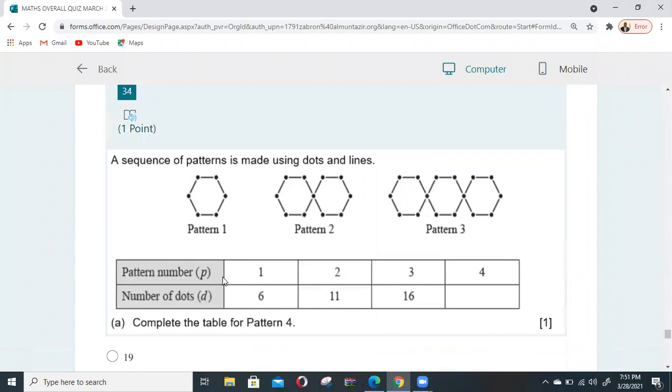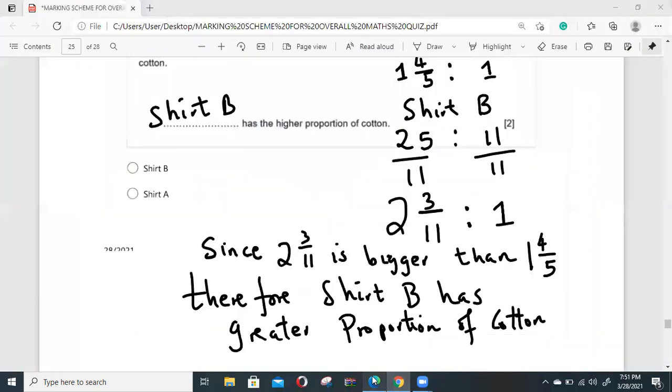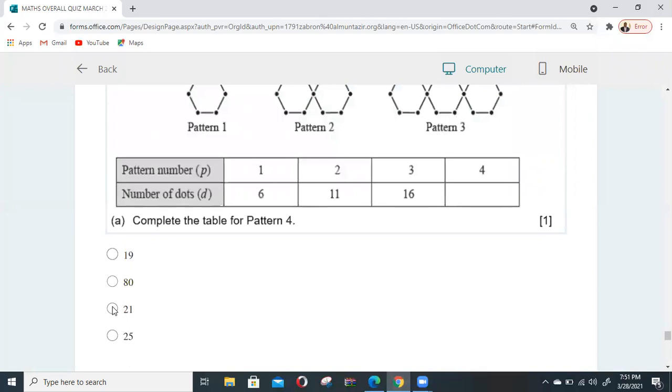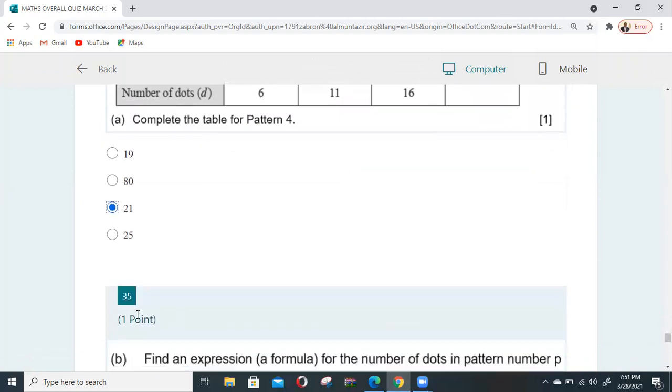I'm almost finishing. This is question 34. A sequence of patterns is made using dots and lines. Pattern number 1, how many dots are there? There are 6 dots, 11 dots, 16 dots. Now complete the table for pattern number 4. From 6 to 11, add 5, add 5. So even here we add 5. I've done this question here, add 5, I'm getting 21. So go ahead choosing 21, you put a tick there. 21 is the correct answer.